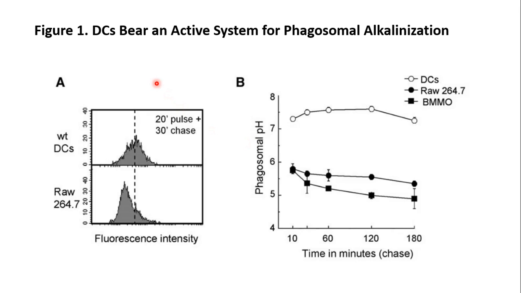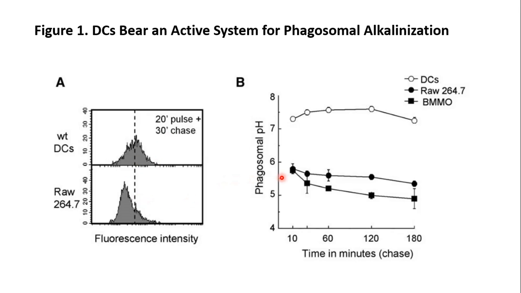As you can see in Figure 1, this is an active system for phagosomal alkalinization. Figure 1a shows that the pH in DCs compared to a line of macrophages is much higher, it's much more alkaline, less acidic than macrophages. So we can see after 20 minutes of phagocytosis pulse and 30 minutes of incubation, the fluorescence intensity is much higher in DCs than macrophages.